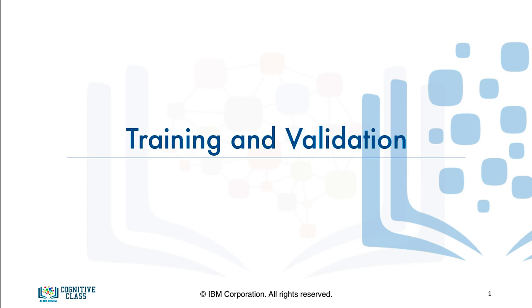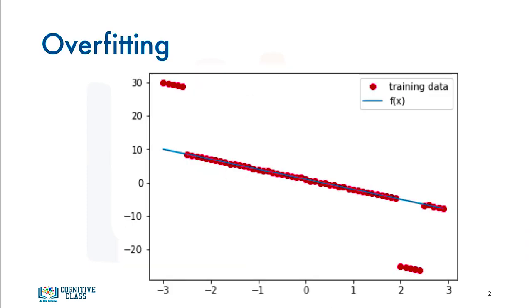In this video, we'll discuss training and validation. Overfitting is when our model fits the noise or an outlier. Let's help explain this with a little example. Consider the following data points.